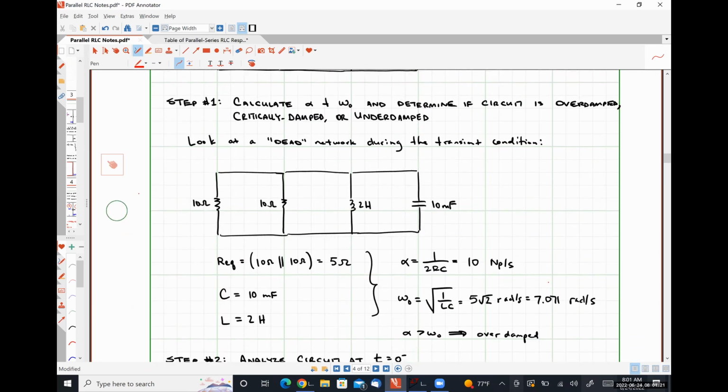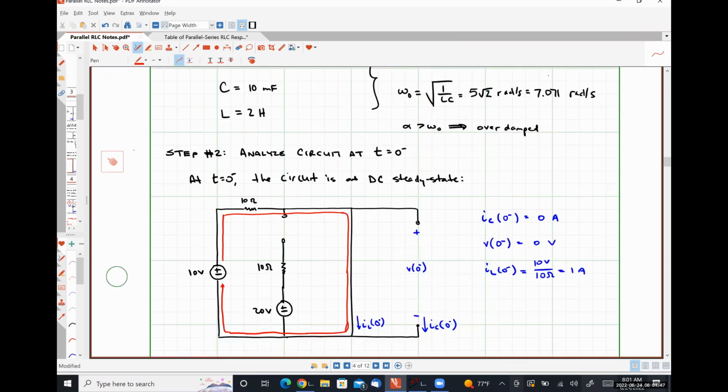So we looked at a dead network during the transient condition. During the transient, our switch was closed, and our dead network means that we have to turn off our independent sources. And we found that alpha was 10 Nepers per second, omega naught was 7.071 radians per second. And since alpha is greater than omega naught, our circuit is overdamped.